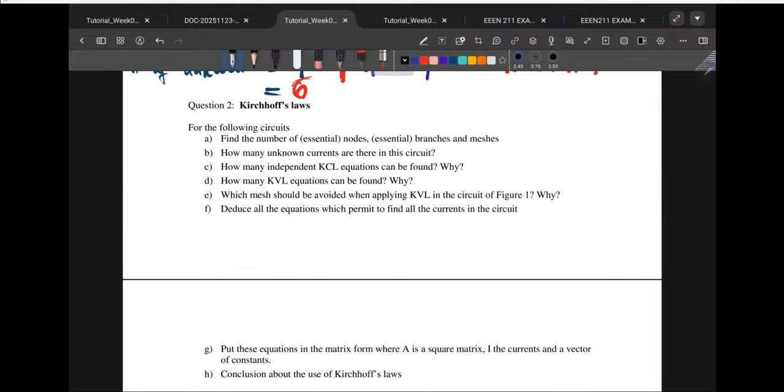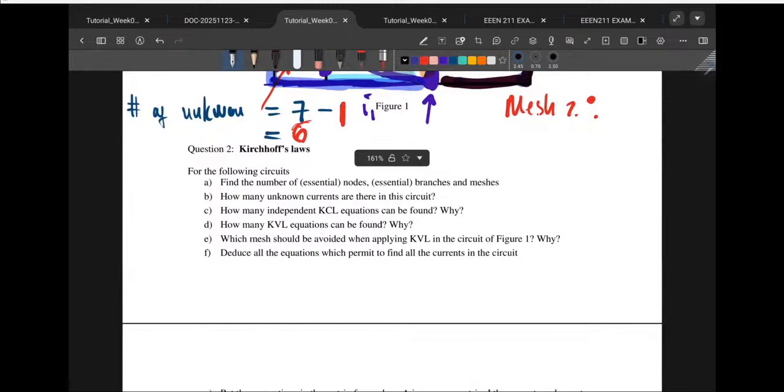Kirchhoff's laws, and for the following, find the number of essential nodes, and so on. We know that all the way up to E or F, deducing, this is going to be a walk in the park. We should do it in a few minutes. Within one, two or three minutes you have gotten all these marks. You do not ever lose these marks.